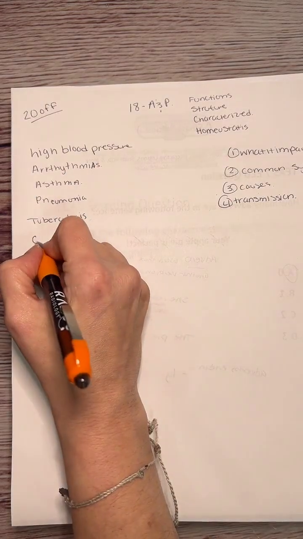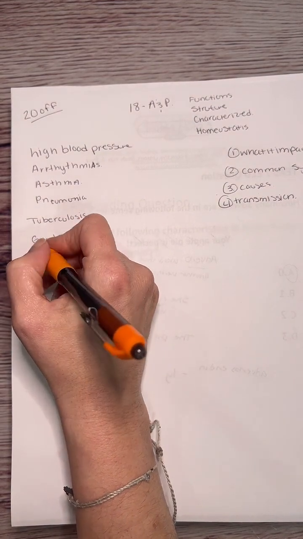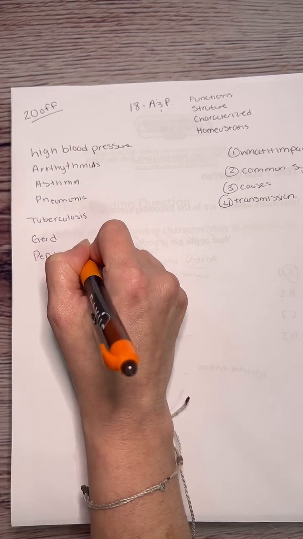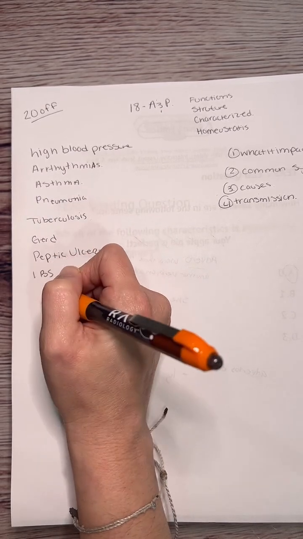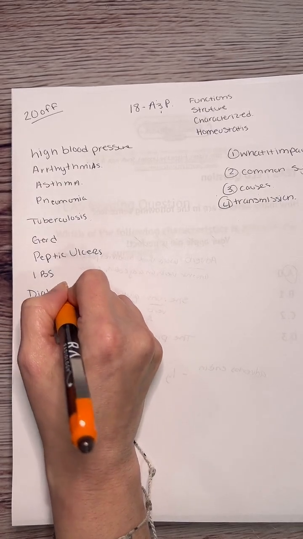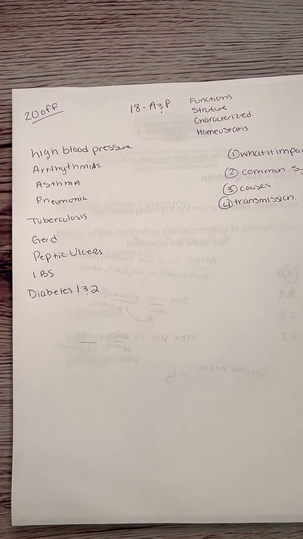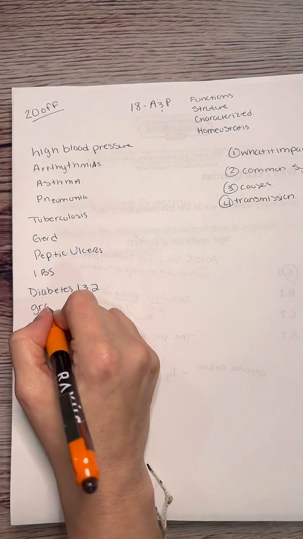From the digestive system, you need to know about GERD. You need to know your ulcers, right? So you want to know the different types of ulcers, your peptic ulcers, etc. You need to know IBS, okay? You need to know diabetes 1 and 2. All right, I'm with you, Sabrina. Graves' disease.